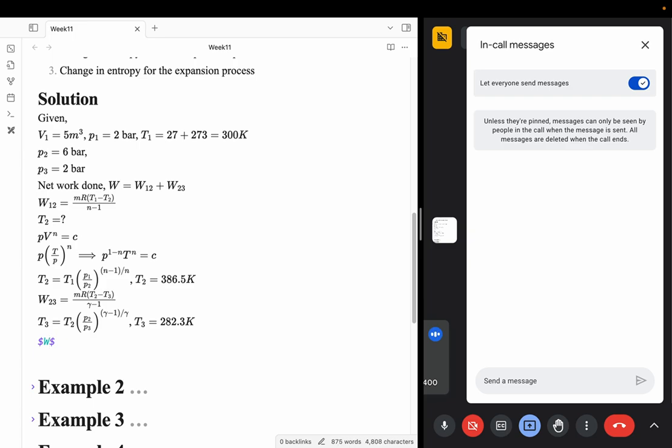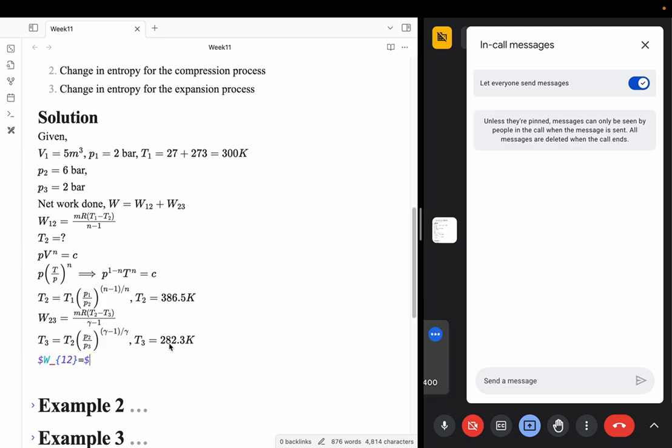So what would be the work done for the first case? Okay, I need to calculate mass also. In order to calculate the work done, I would be requiring mass as well. So how do I calculate mass? Use the ideal gas relation, PV equal to mRT. So m is PV by RT. So I'll use the equation of state 1.